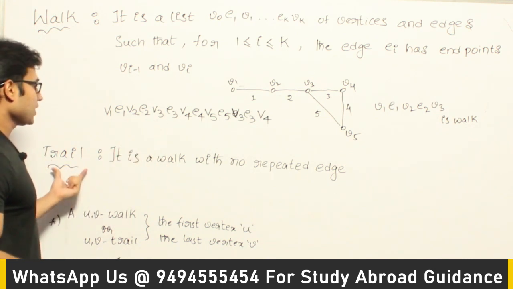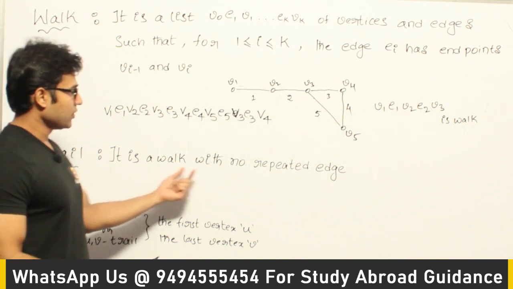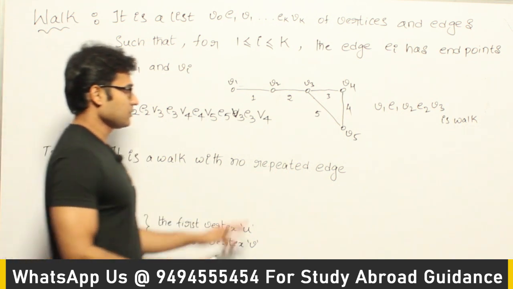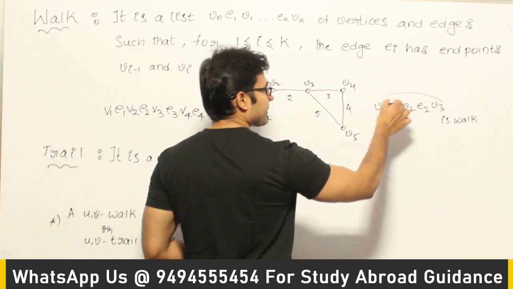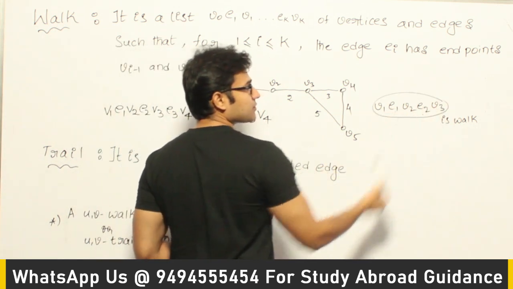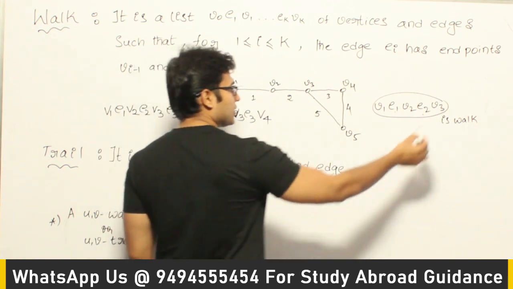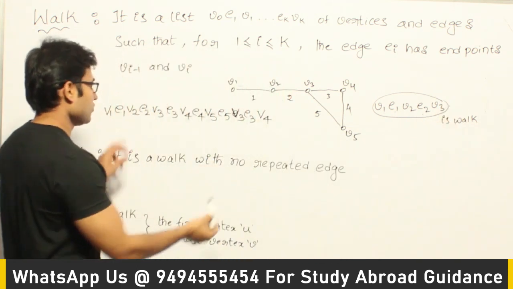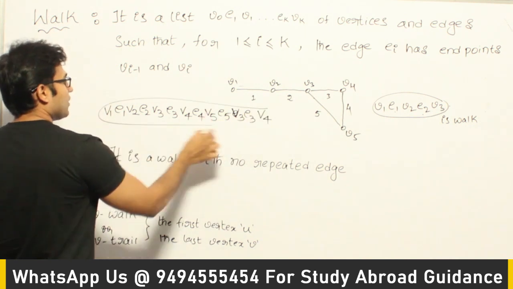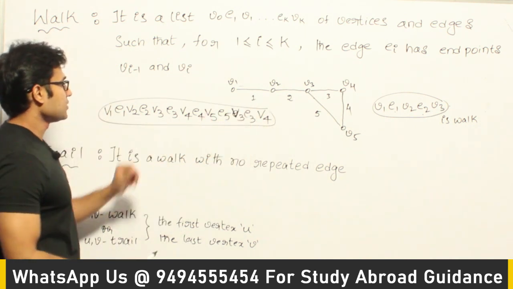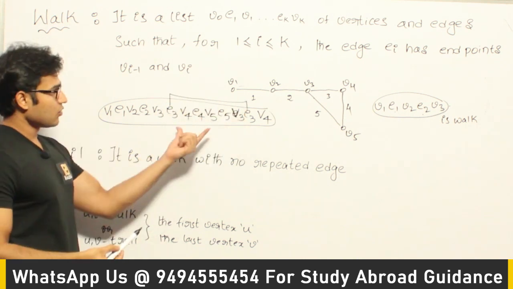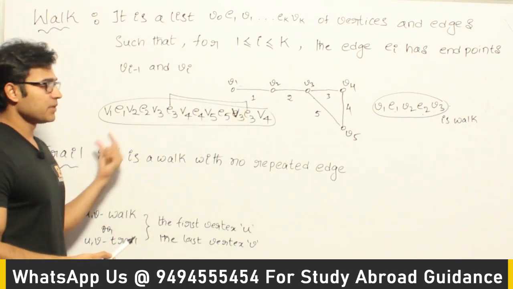Now the next one is trail. A trail is a walk with no repeated edge. If you observe this particular walk, there is no repeated edge, therefore this walk can also be a trail. But if you observe this other walk, there is clearly a repeated edge. e3 is repeated two times, isn't it? Therefore this walk doesn't qualify to be a trail.